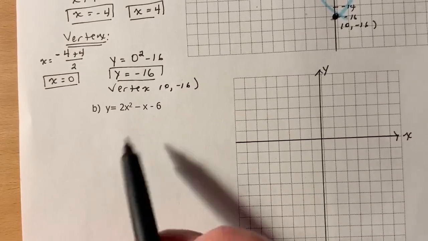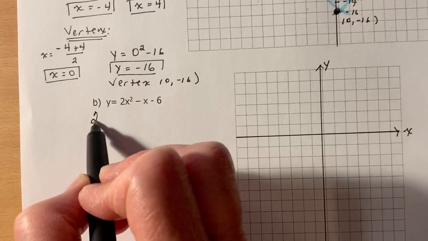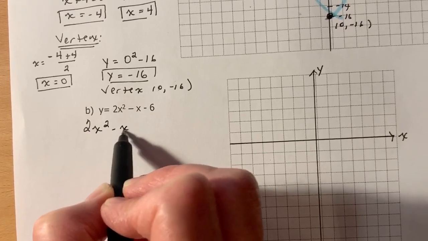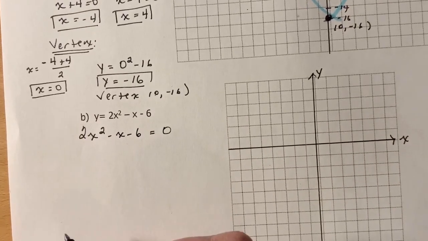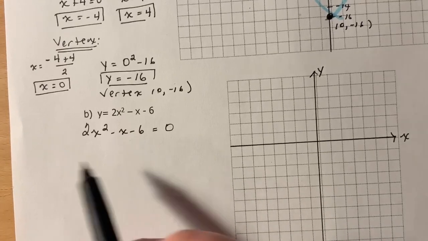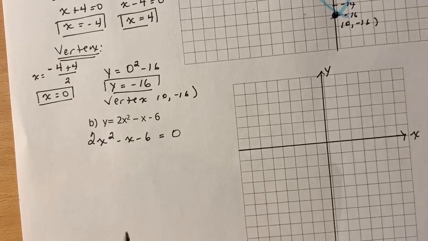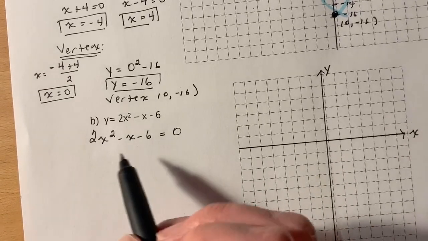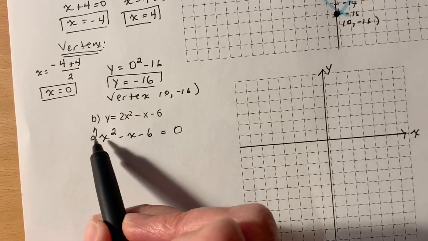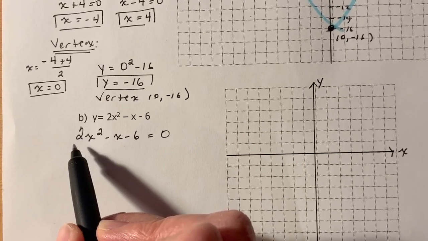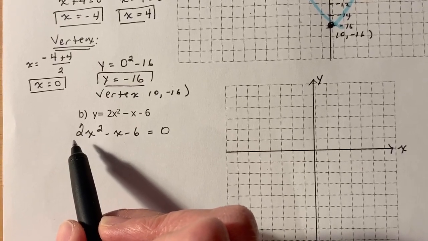Okay, same idea. Again, you're going to make your quadratic equal 0 because you're looking for the x-intercepts, and you're going to factor it again. You always factor to find the x-intercepts. So you look again. Do you have a common factor? No. Now this is a trinomial where the a value does not equal 1. So we do this by the method of decomposition.